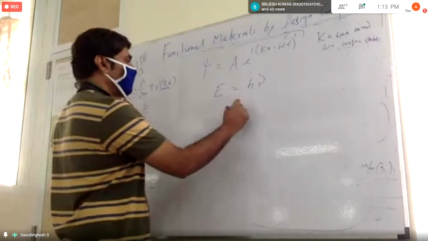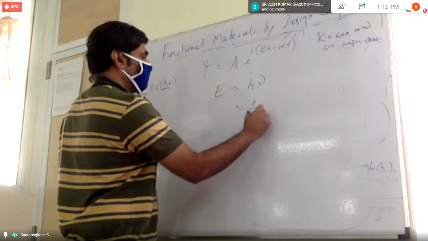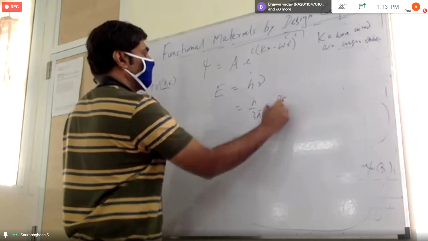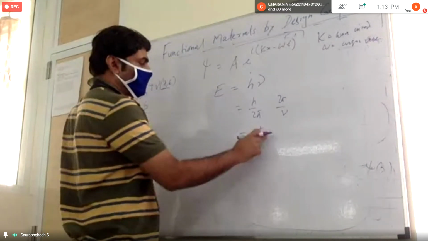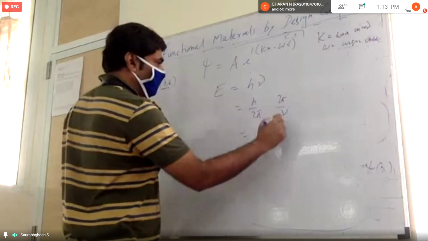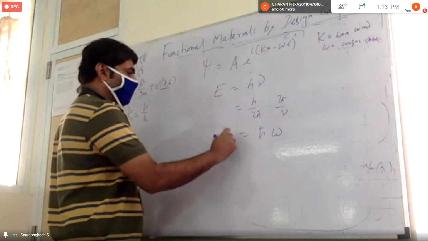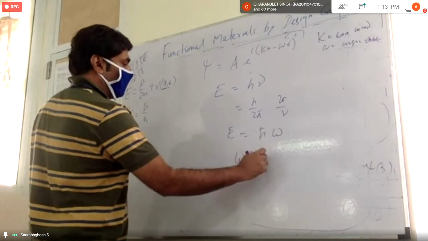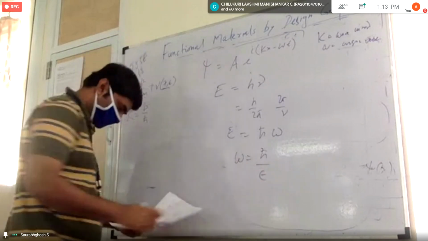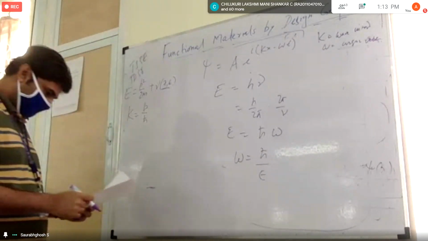Now again, it's the same thing: h by 2 pi into 2 pi nu. This is h cut, it is defined as h cut, and 2 pi nu is omega. So E is equal to h cut omega.